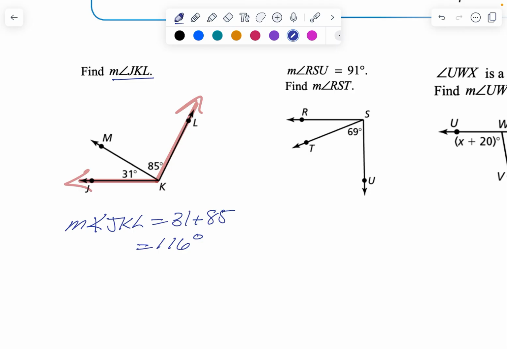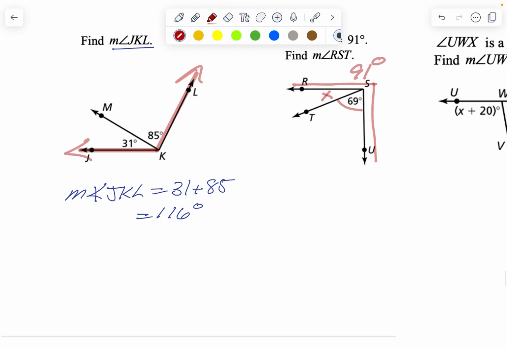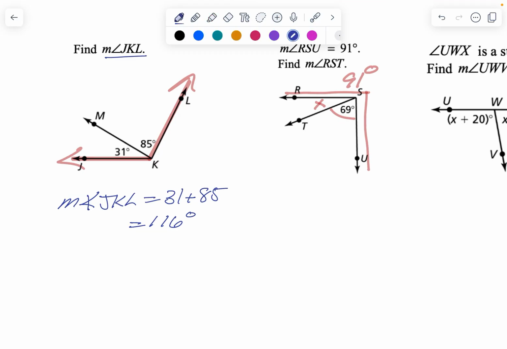Now here we have, it says measure of angle RSU is 91. So this whole thing is 91 degrees. We know this part is 69 degrees. We're going to call this part X. That's what we want to find out, angle RST. So just like with the segments, whatever we want to know, that's going to be X.